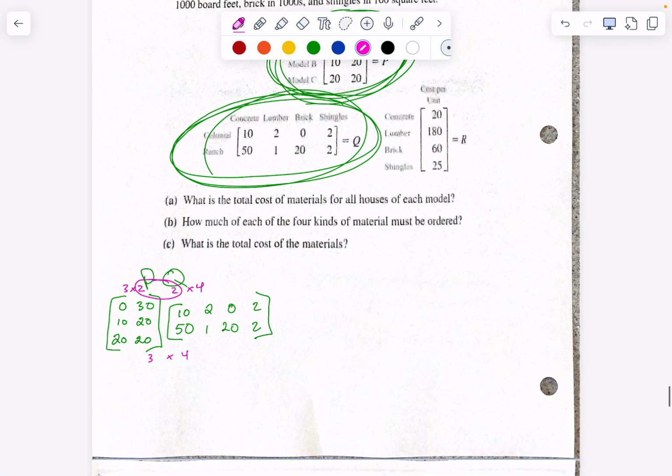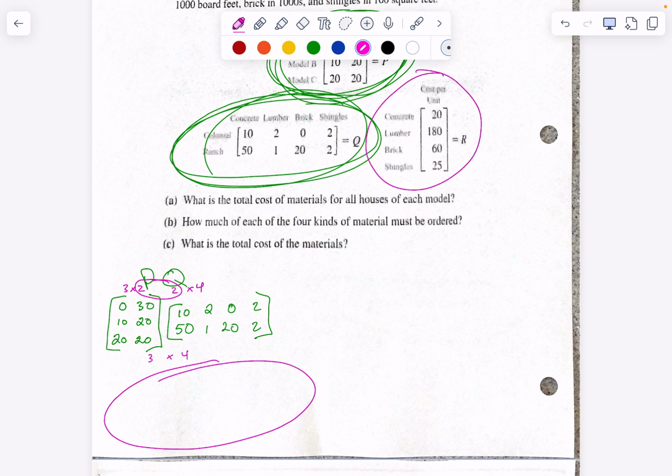So after we get this 3 by 4 matrix, right, then we're going to multiply that by this 4 by 1, and then that's going to give me my cost. Does that make sense? So that will end up being a 3 by 1, and that 3 by 1 will be my model A, model B, model C, and then the cost. Does that make sense? So it will tell me the cost for each of A, B, and C. We'll do that tomorrow.